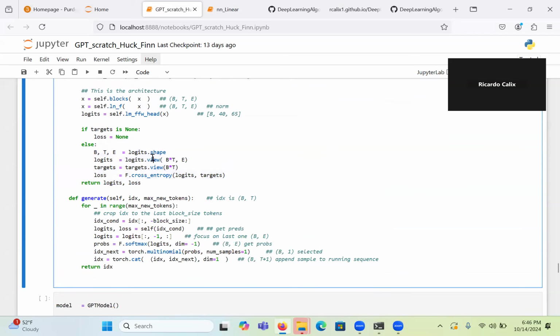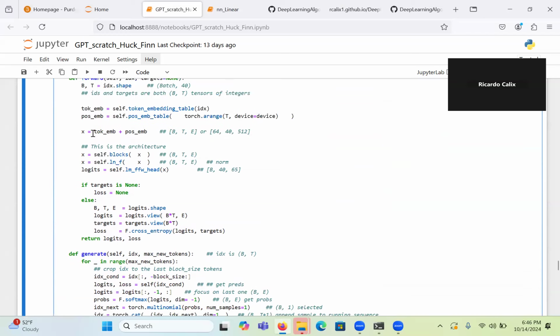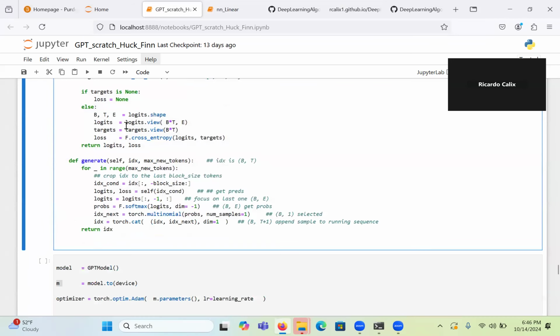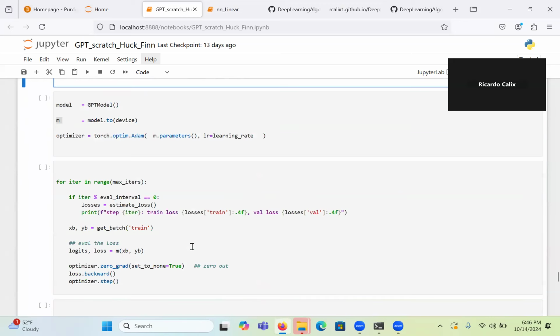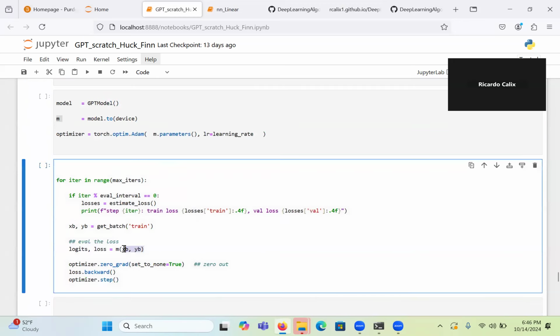So this takes the logits, right? Logits is basically this whole prediction here, right? Comes out. Logits over there. And then targets is what we provided, the YB. Targets. So IDX, targets, XB, YB. Make sense? Input and output.